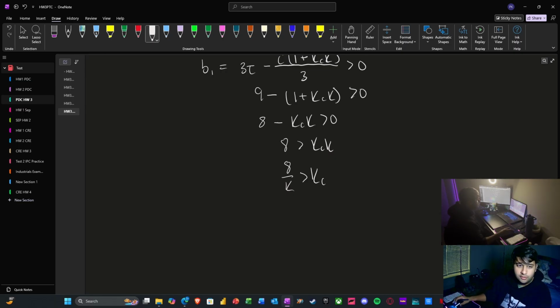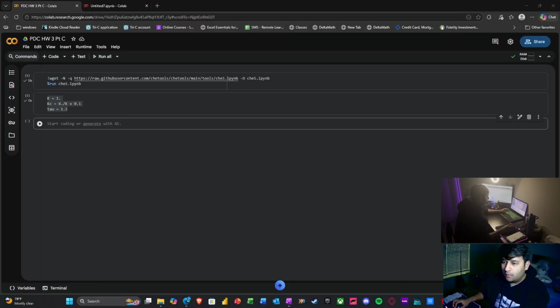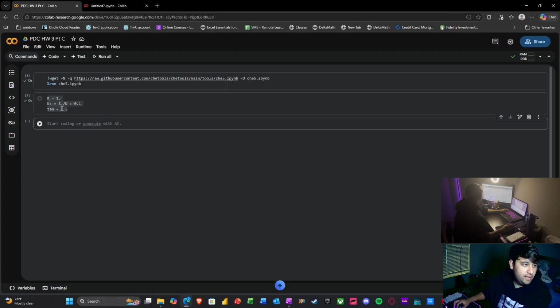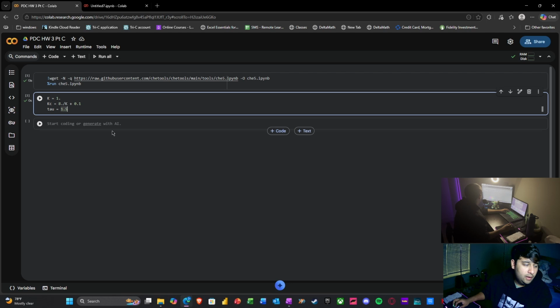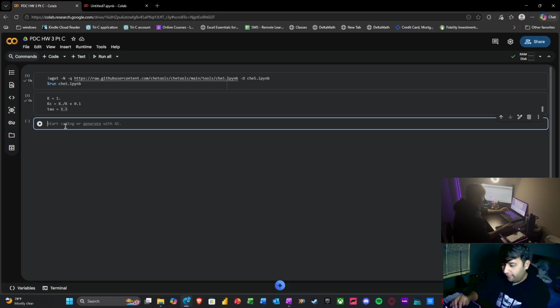And then we're going to get into the coding section of this to apply all this. Alright, so now we're going to go ahead and start with our coding section. I've gone ahead and made the variables that we need: our k value set to 1, Kc, which is 8 over k plus 0.1, and then our tau is set to 1.5.